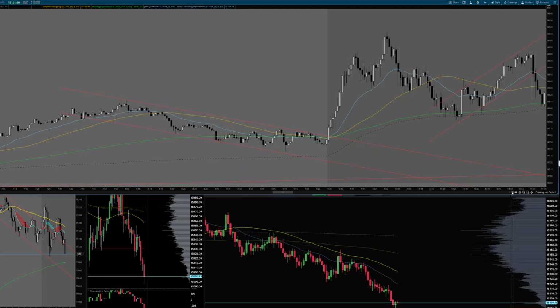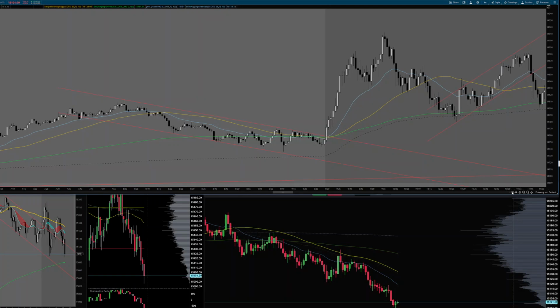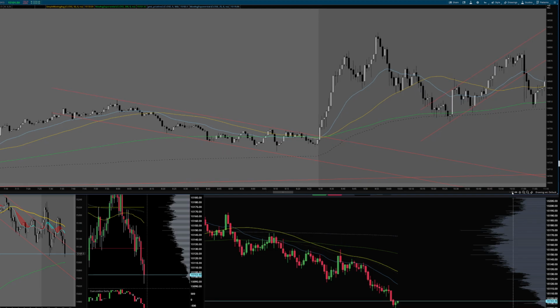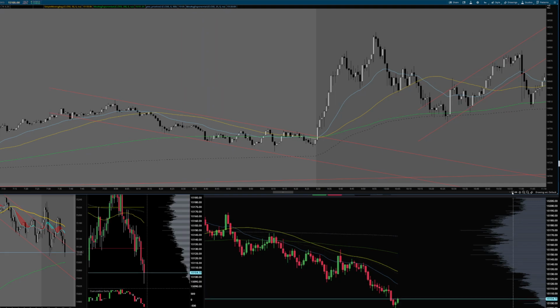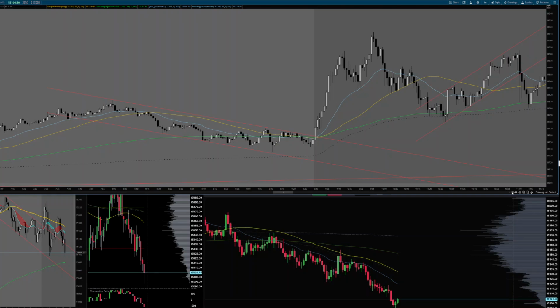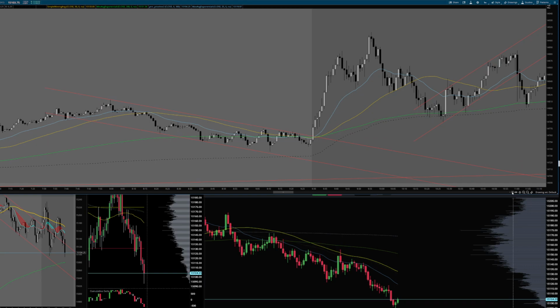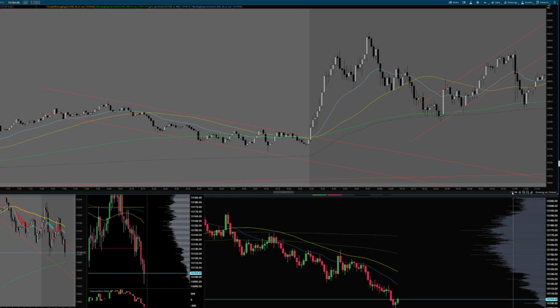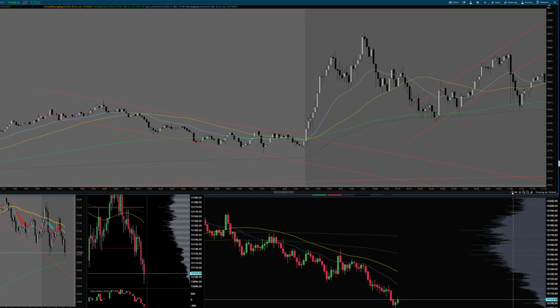And broke that 200, bounced from it, retest the 50, and went back above the 50, trying to go above the 25, and now another bar close under 25.